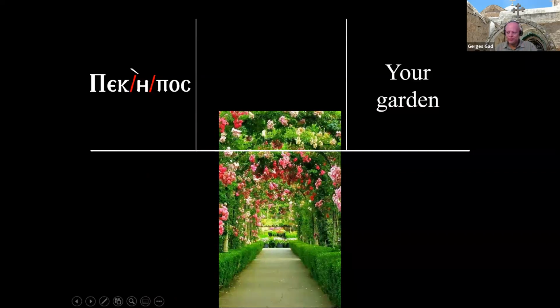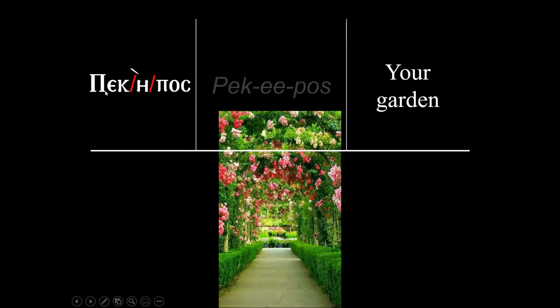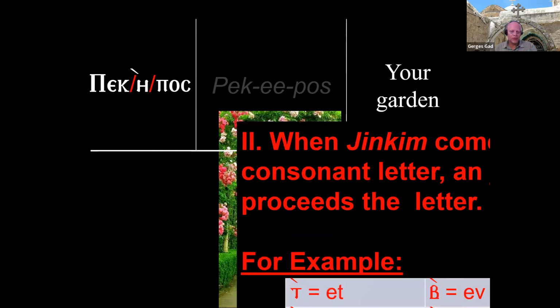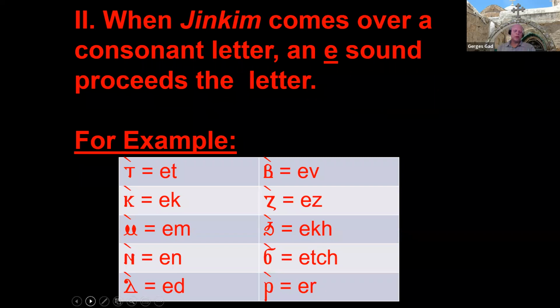Pek-i-pos. I'm sorry, Tek-i-pos. Yes. Good, Pek-i-pos. So here again, the eta, because it's a vowel, has a jinkim, so we pronounce it by itself. Pek-i-pos, pek means your, and ipos is garden. So pek-i-pos means your garden. Thank you.